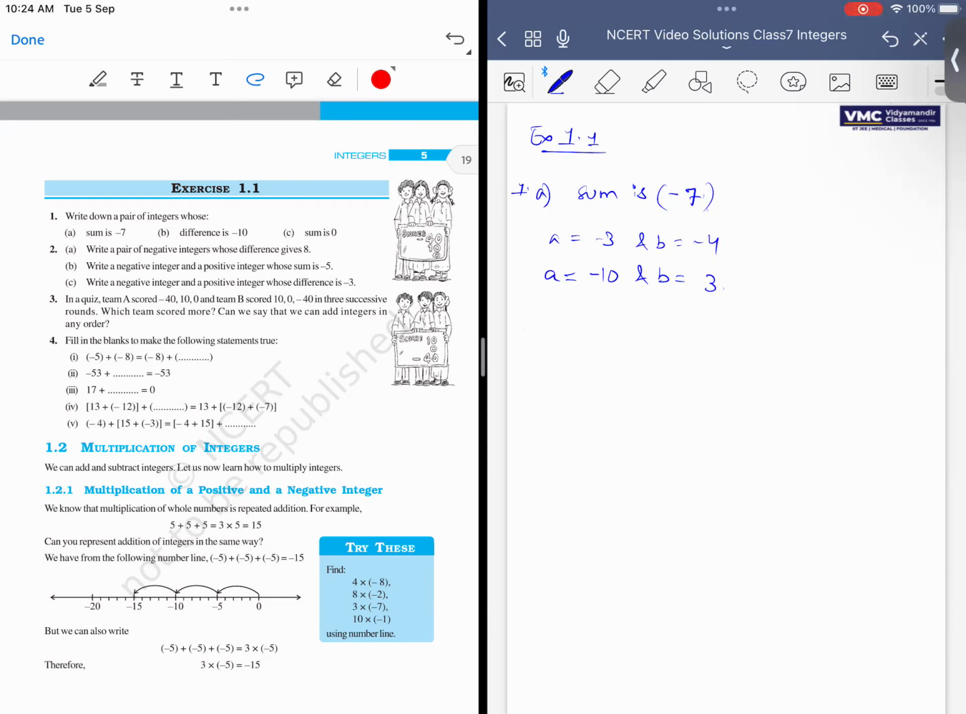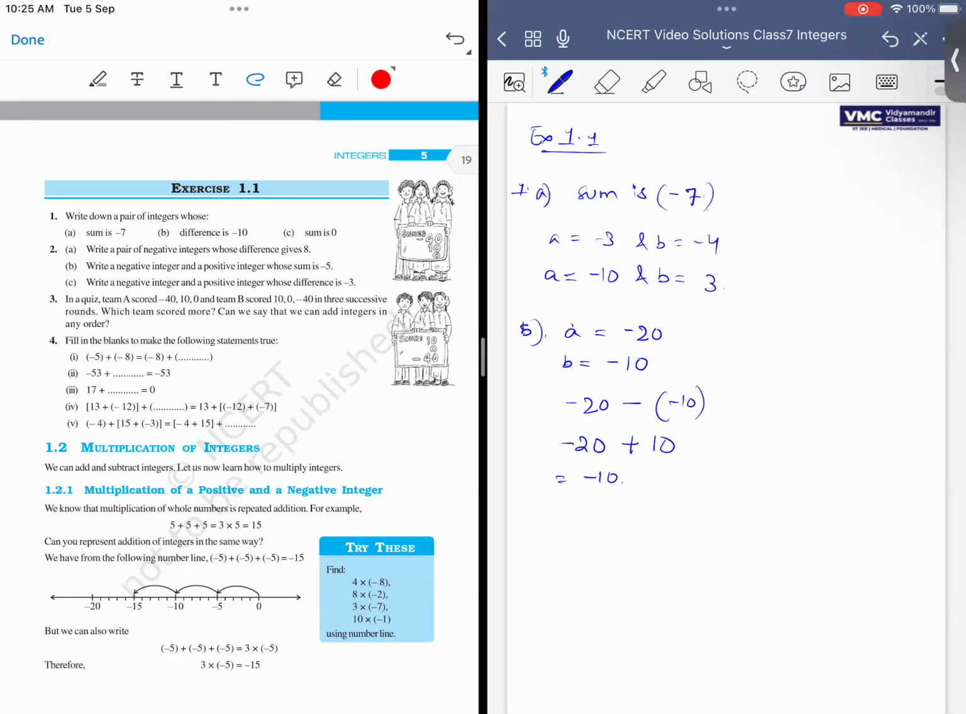Next, B: difference is -10. Now the difference is -10, so A I can take as -20 and B I can take as -10. Because when you do -20 minus of -10, what do I get? -20, minus and minus becomes plus, and it becomes 10. So we get -10.